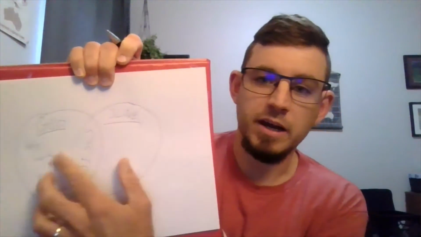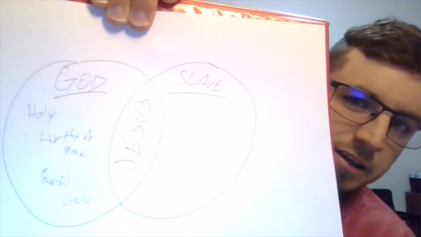And so we're going to write slave on the top of the other side of the diagram here. And so you can see here, we've got God and slave, and Jesus in the center. I do apologize, that's pretty blurry. I'd have to get it right up there.